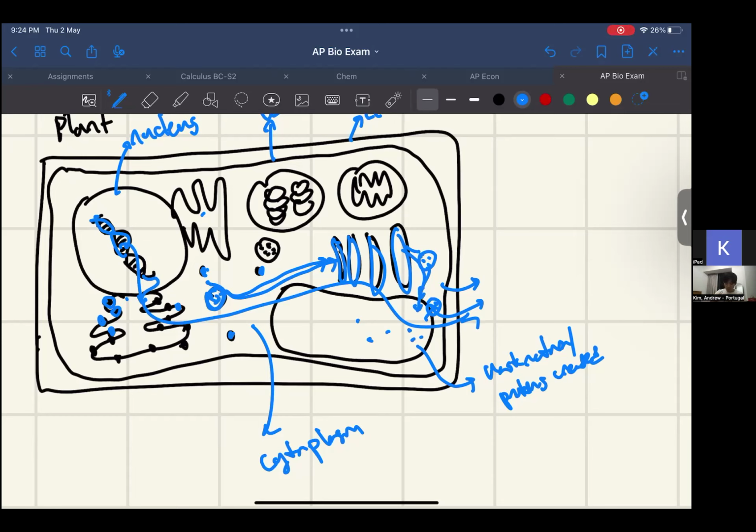Now, let me explain what these three things are. Let me first explain this, because it's simpler. Lysosome. Lysosome is like a suicide squad. It's like a suicide button. You click this, and the cell dies.